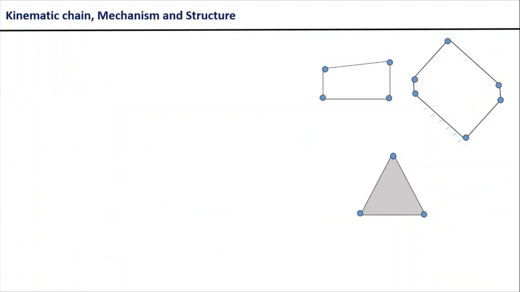Now let's talk about kinematic chain, mechanism and structure. Basically, most of the time I have observed that students always have a confusion between these three terminologies. So in this session we will try to understand the difference between these three terminologies: a kinematic chain, a mechanism and a structure.